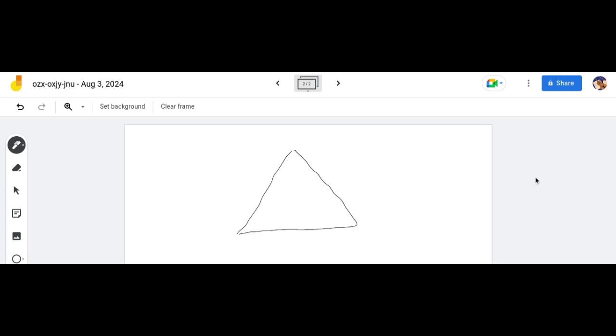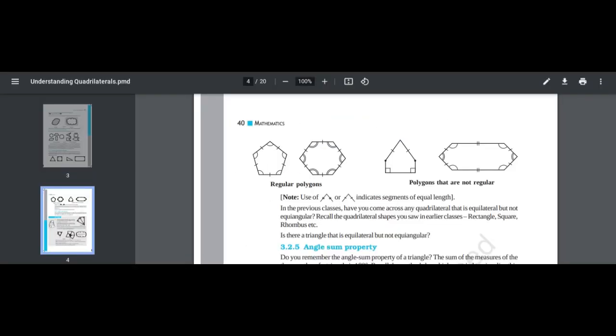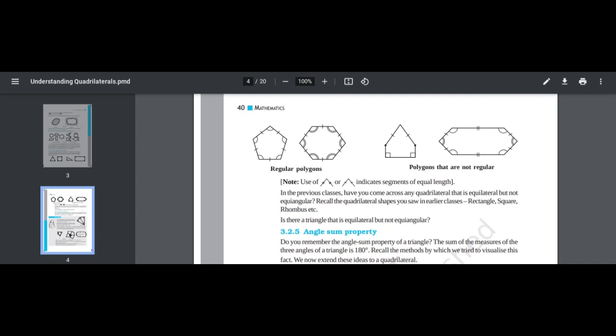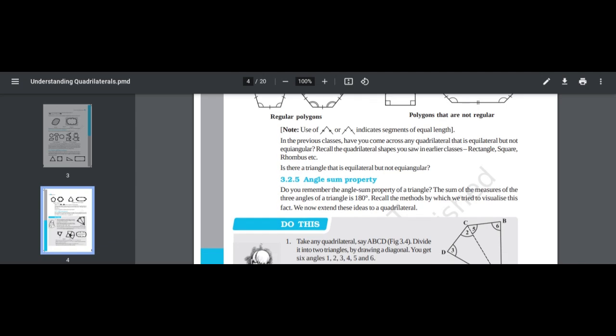Okay, good. Now we have to move to the next question. Angle sum property. For example, if we have any shape, basically we just have to calculate the angles of a triangle, or a square, but the square is just another case. We just have to calculate the angles of a triangle. That is a compulsory question. Okay, angle sum property. Do you remember the angle sum property of a triangle? Have you done this topic before?